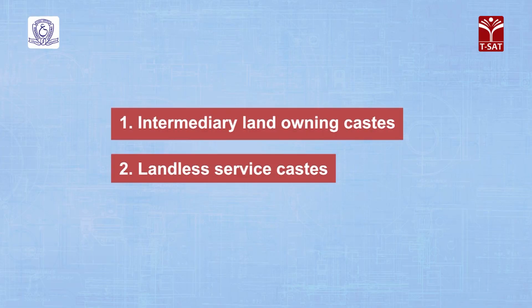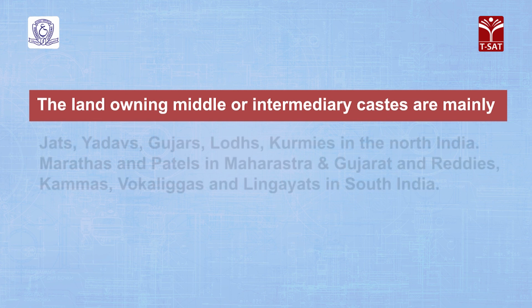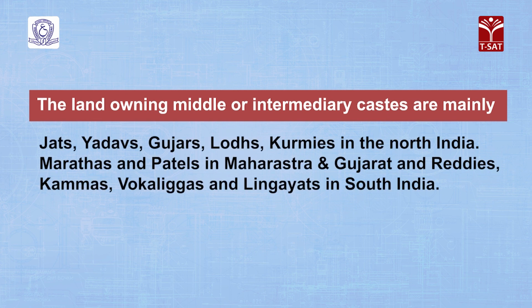Unlike Dalits, OBCs is a more differentiated category. It includes the intermediary land owning caste as well as a landless service caste. The land owning middle or intermediate castes are mainly Jats, Yadavs, Gujars, Lodhs, Kurmis in North India, Marathas and Patels in Maharashtra and Gujarat, and Reddis, Kammas, Vokkaligas and Lingayats in South India. It is these castes which are more assertive among the OBCs.